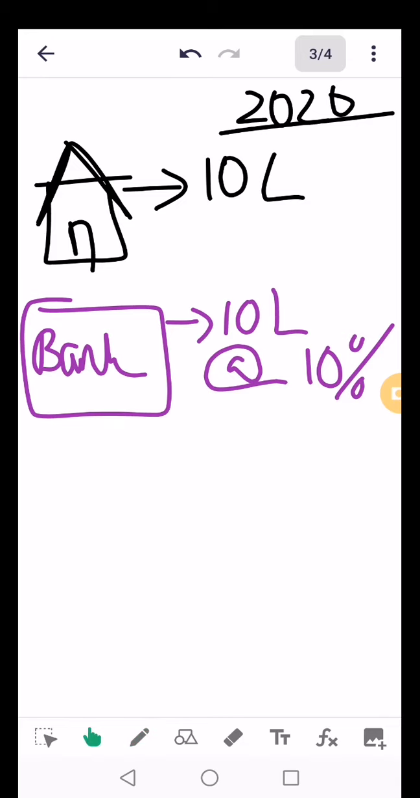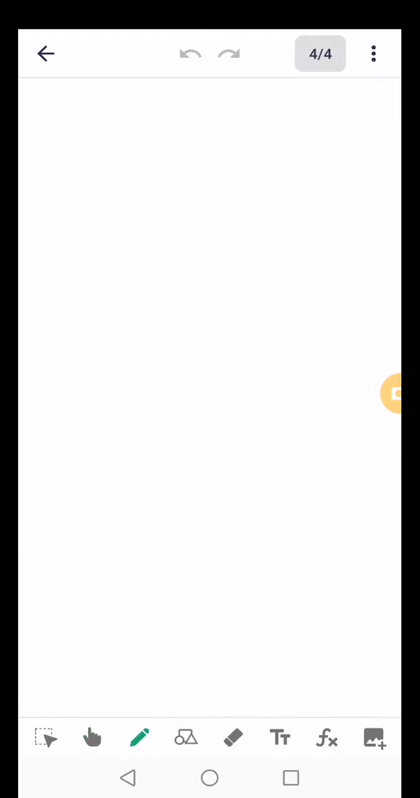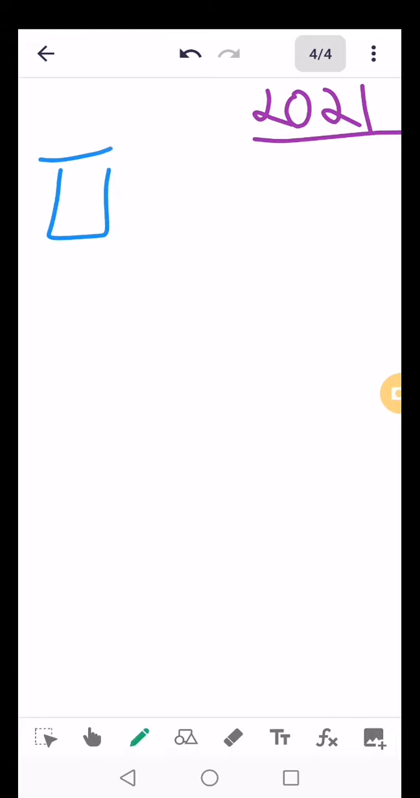Usually a bank doesn't give the entire amount. If you're asking for 10 lakhs, they might give less. But in this example, let us consider that the bank gives us the entire 10 lakhs at the rate of interest of 10%. So this is the transaction in the year 2020. Now, in the year 2021, I am bored of the house. I do not like this house anymore. I feel that this house is very unlucky for me.